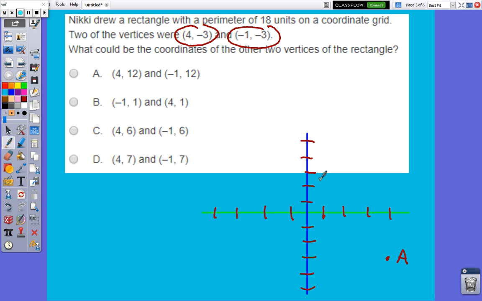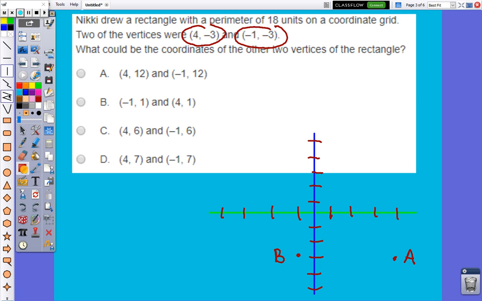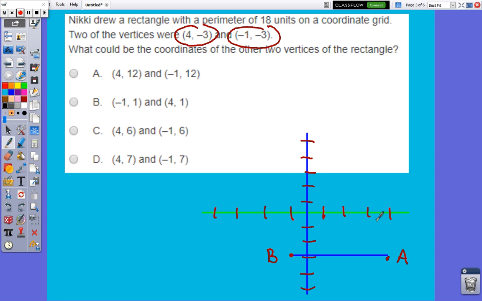All right, let's plot (-1, -3). First thing I notice is these two share the same y-coordinate, and we'll just call that point B. Now, all I'm going to do is connect these 2 points. It's a rectangle, so again, opposite sides are congruent. So let's just go there. Again, not precise because I'm not being very precise with my measurements here.